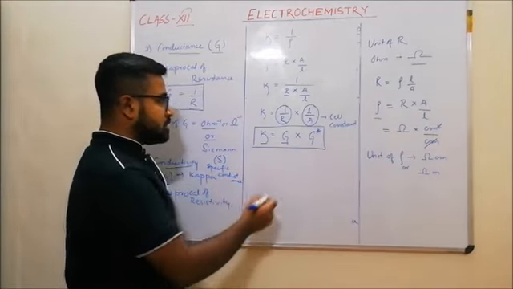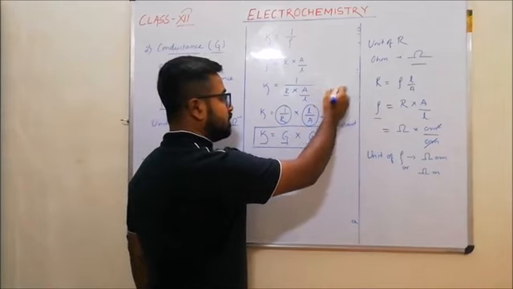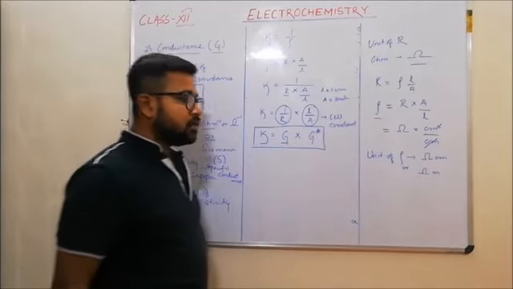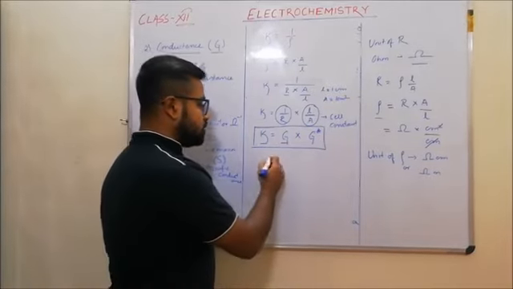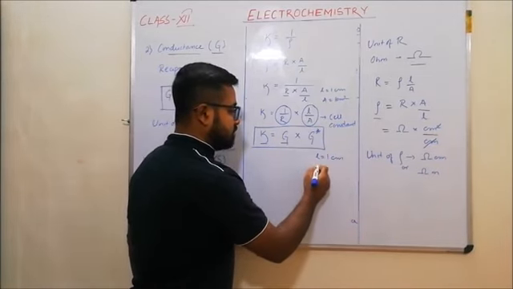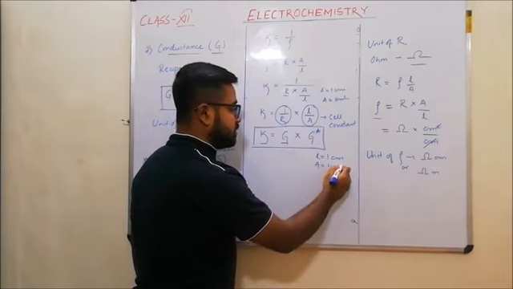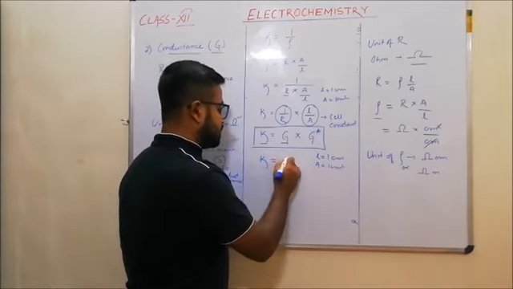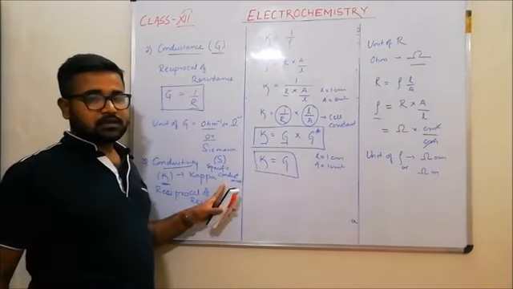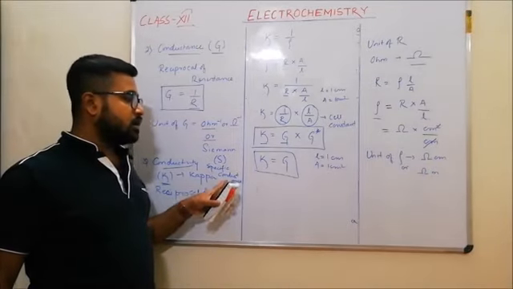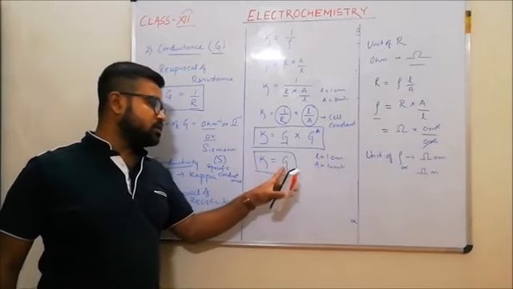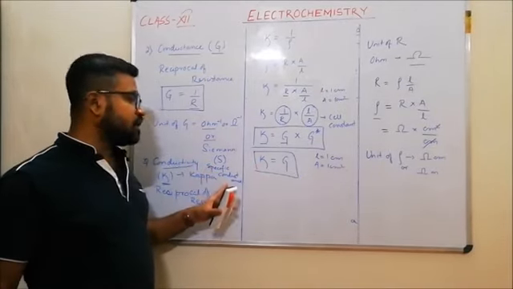Why is it called that? Because if length is 1 centimeter and area of cross section equals 1 centimeter square, then G star will be 1. So when L equals 1 centimeter and the area of cross section is equal to 1 centimeter square, at that time kappa is equal to the conductance, and that's why kappa is also called the specific conductance. Because at unit length and unit area of cross section, kappa will be equal to the conductance.